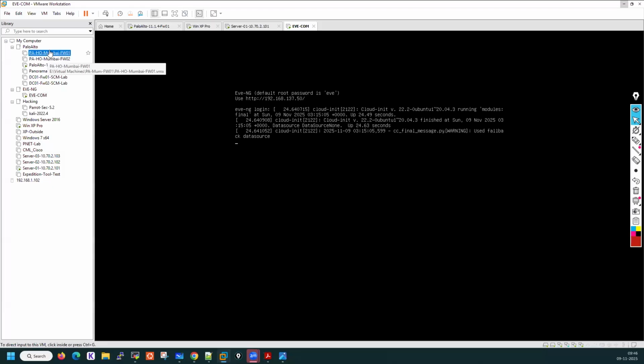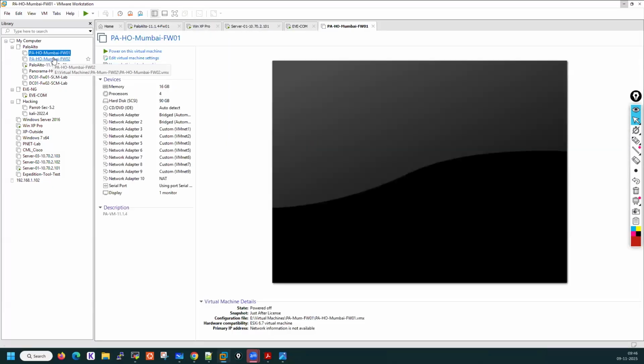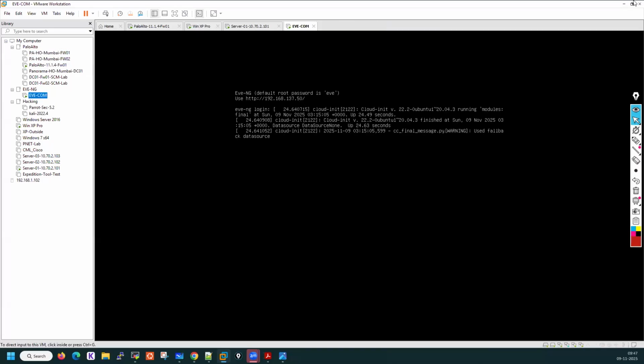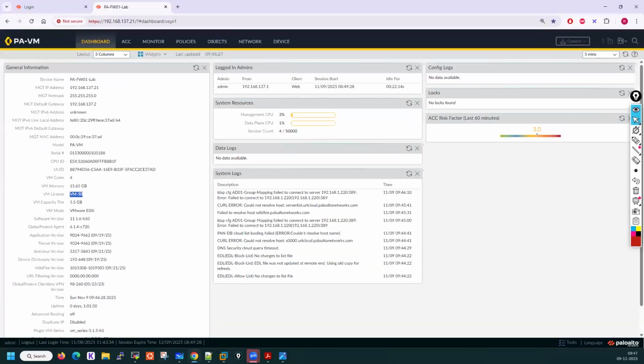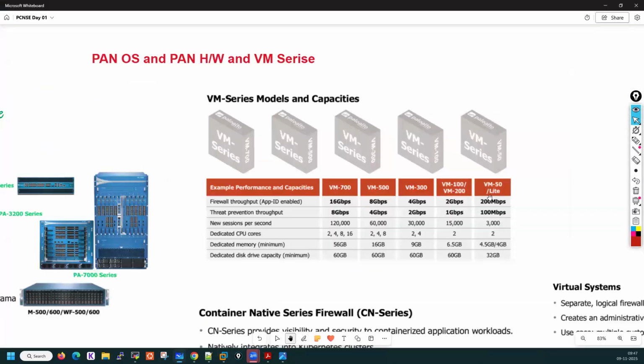It's a VM-50. I do have other series as well. Like if you see those two, they are not turned on right now. They are the VM-300. But why am I not running those firewalls? Because they need lots of resources. My lab runs very well with VM-50, so I also use VM-50.